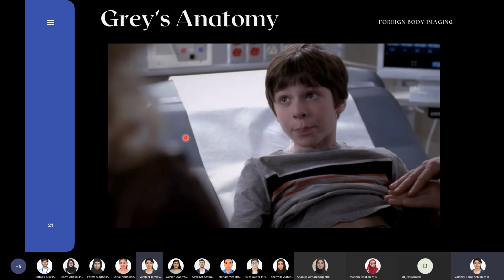Any questions so far? Is everything clear? Can you explain how the perforation happens because of the magnet?